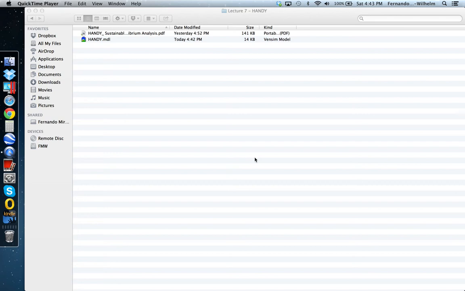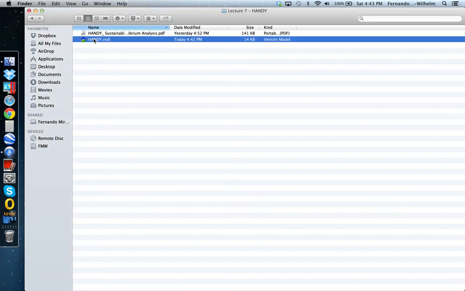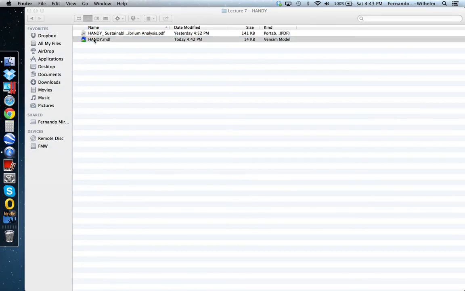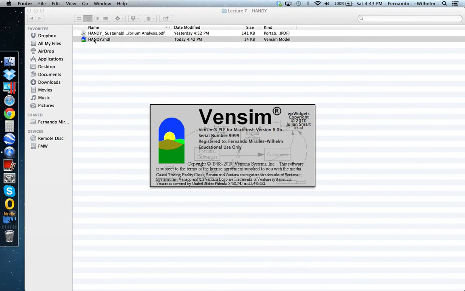VENSIM that we just discussed in class. I'm here in the Dropbox directory under Lecture 7 for Handy. I'm going to fire up the VENSIM model for Handy. And let's see it popping up. And I'll walk you through the general structure of the model.